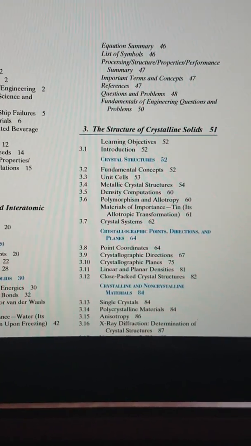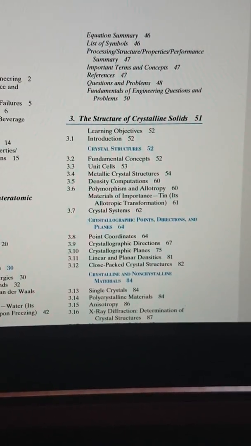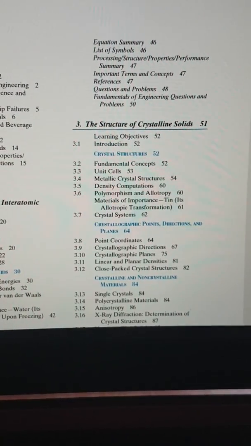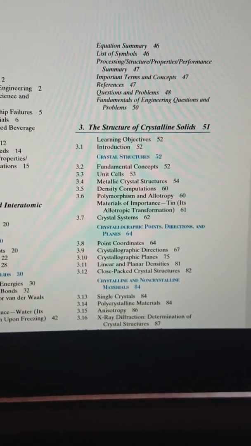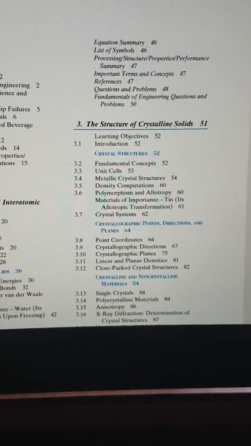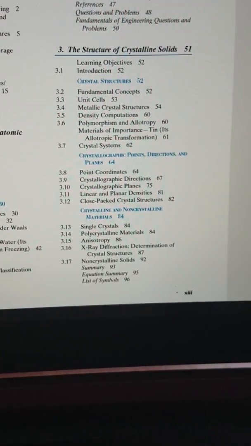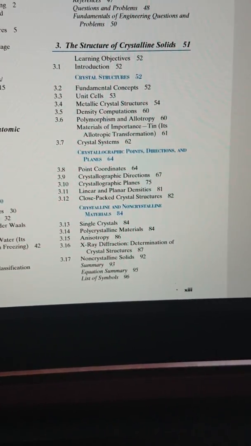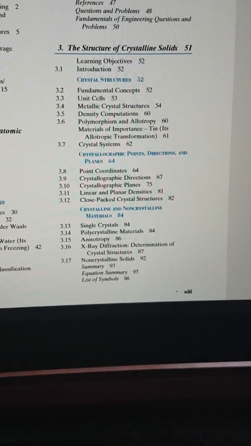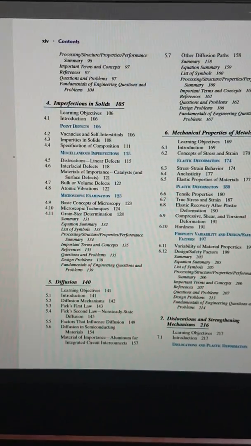And for chapter 3, we're going to see the structure of crystalline solids. There we're going to start going deep into the material science. And for chapter 2, we deal with the chemistry side of material science and engineering. And here we go into more detail on the structure of crystalline solids, so we can see crystal structures, what crystal structures are, the fundamental concepts, unit cells. Then we're going to move to crystallographic points, directions and planes, crystalline and non-crystalline materials.